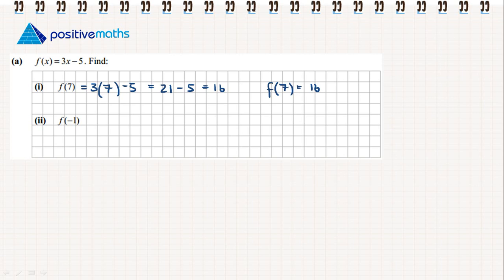Part 2. We're asked to find the f of minus 1. Again, we just substitute minus 1 in for x. So we have 3 multiplied by minus 1 minus 5. So that's going to give us minus 3 minus 5, which will give us minus 8. So the f of minus 1 is equal to minus 8.